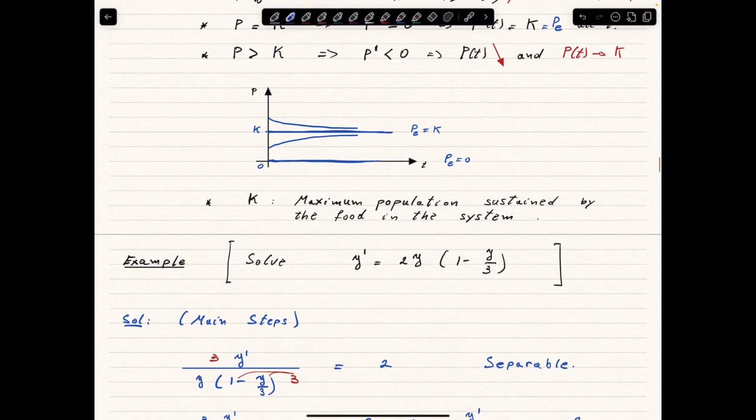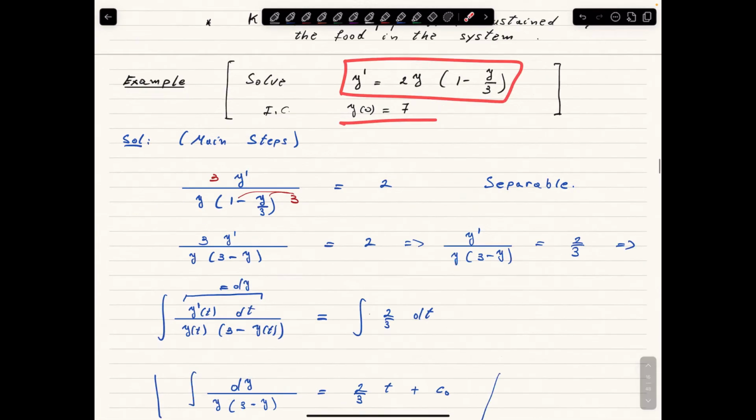So let's write it. Because I want to solve an initial value problem, so initial condition y, I forgot to write the initial condition, equals 7. So let's make it like that. This is the problem we want to solve, actually. Okay, we found all the solutions of this equation, and now we want the initial condition.